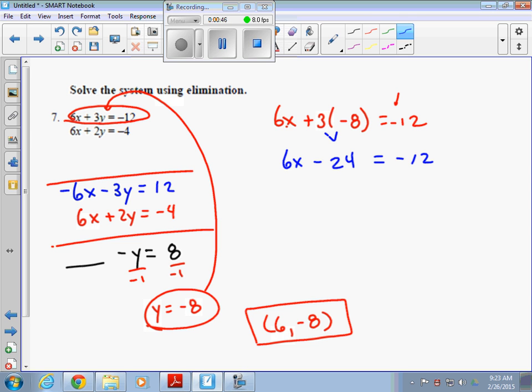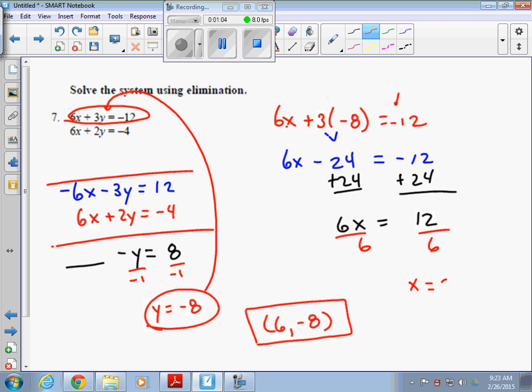When we add 24 to both sides, we're going to get 6x equals 12 now instead of we got 36 a minute ago. And when you divide by 6 on both sides, we get x's new value, which is 2. So we have to correct that x's value from being 6. It's not 6 anymore. It's 2, -8.